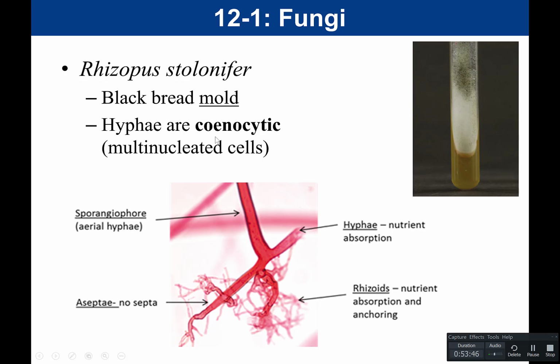They have multinucleated cells, so there's no wall separating the nuclei. You want to know what hyphae and rhizoids are used for. You want to know that in the case of Rhizopus, the aerial hyphae is referred to as a sporangiophore. Phore tells you aerial hyphae. And it's called a sporangiophore because the type of spores that are on it are called sporangiospores, which you're going to see in a minute.